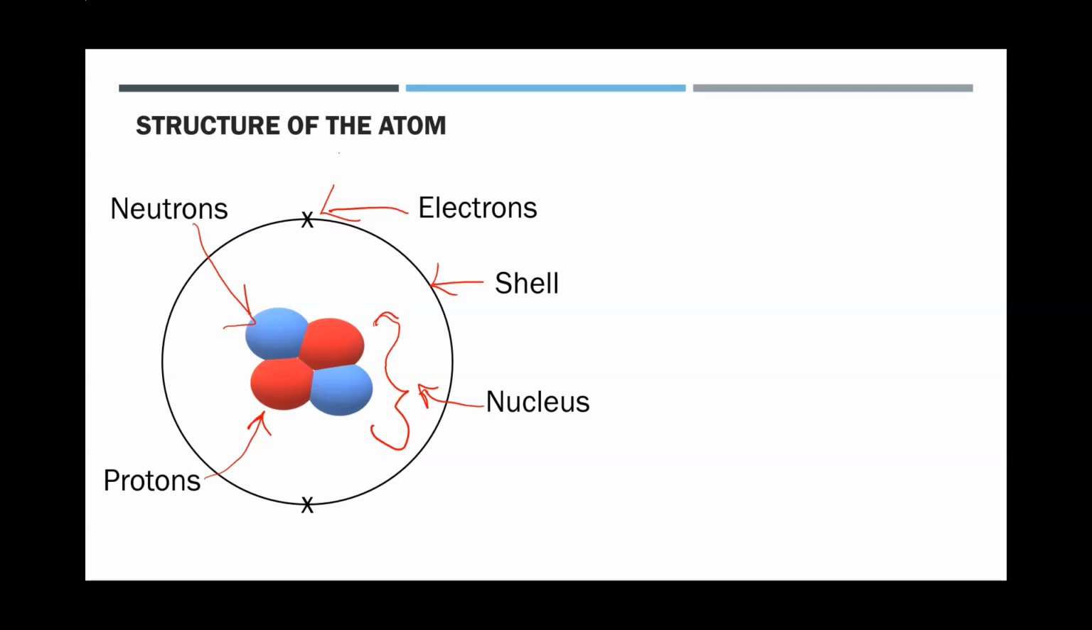Now, we also touched upon charges of these subatomic particles. Our protons, if we remember, were positively charged. Our neutrons had no charge, they were neutral. I'm going to put a little 0 there. And our electrons were negatively charged. If you have one proton, you'll have one electron, because the overall charge of an atom is neutral. So you have the same number of protons as electrons. 2 protons, 2 electrons. 8 protons, 8 electrons, and so on and so forth.